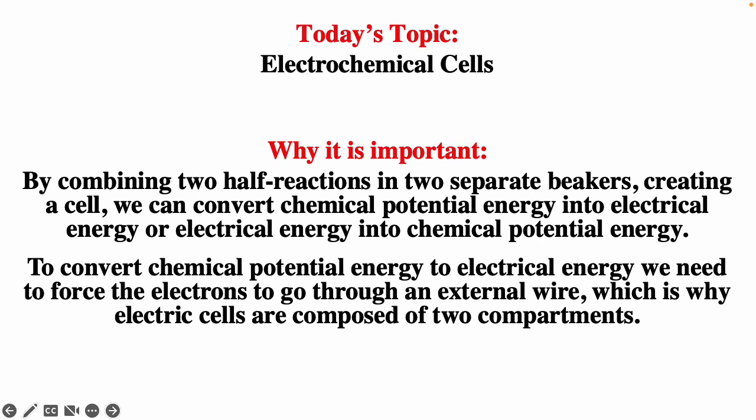By combining two half reactions in two separate beakers, we can create a cell and convert chemical potential energy into electrical energy, or electrical energy into chemical potential energy. To convert chemical potential energy to electrical energy, we need to force the electrons to go through an external wire, which is why electric cells are composed of two compartments.